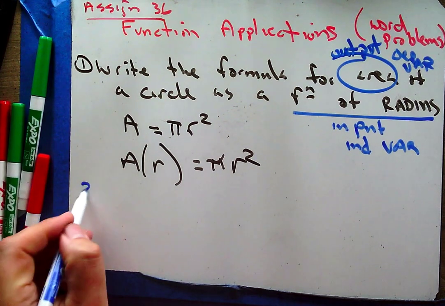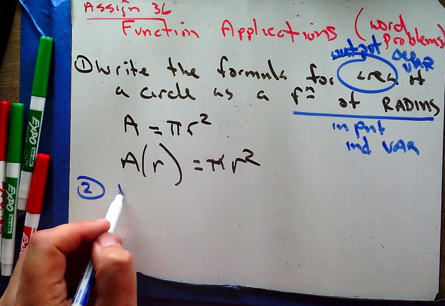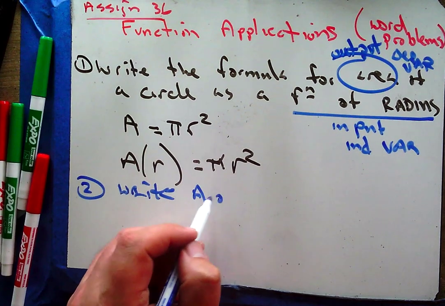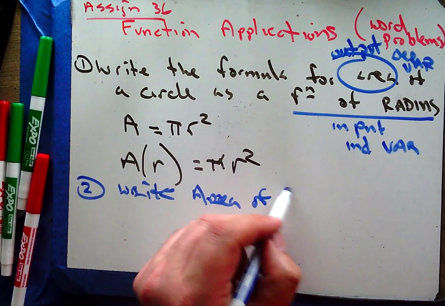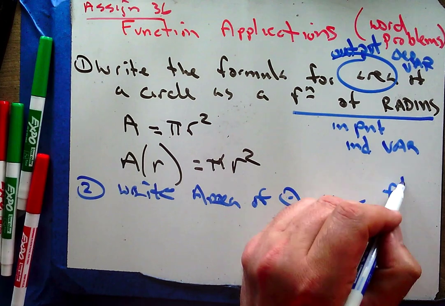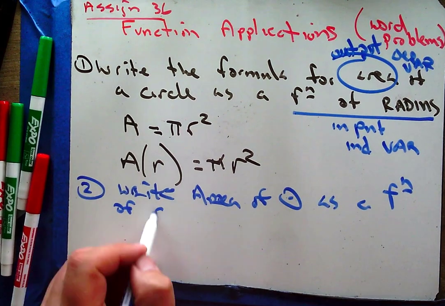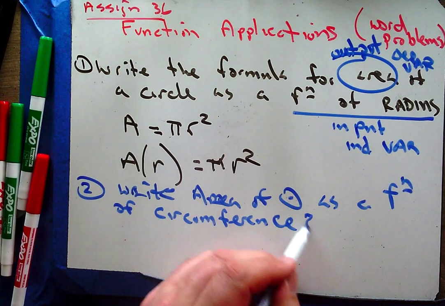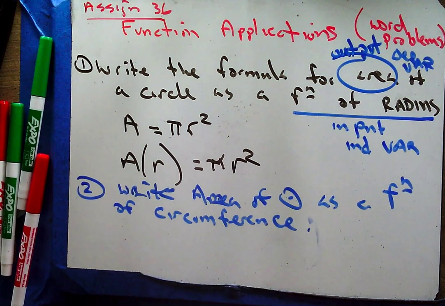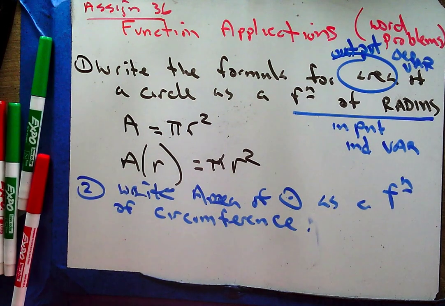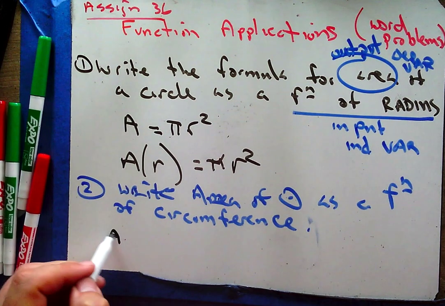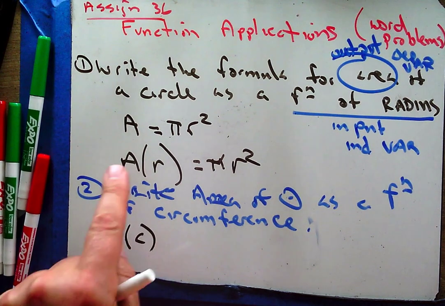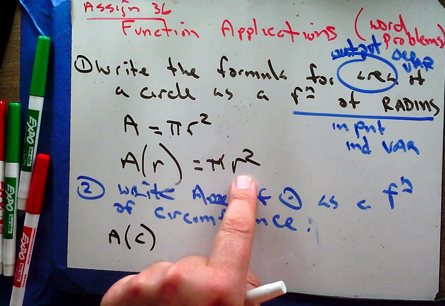But what about write the area of a circle as a function of circumference? Well, that's a little harder, right? Because I don't know a formula called A of C, area as a function of circumference. I know A of r, area as a function of radius.